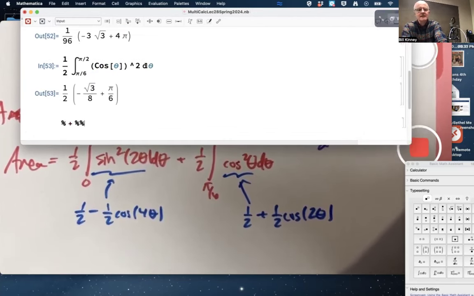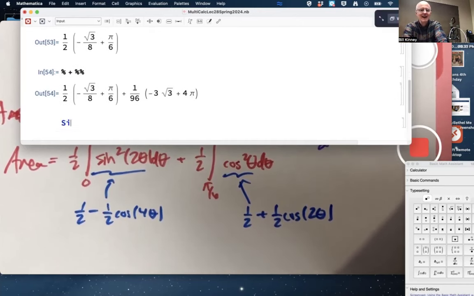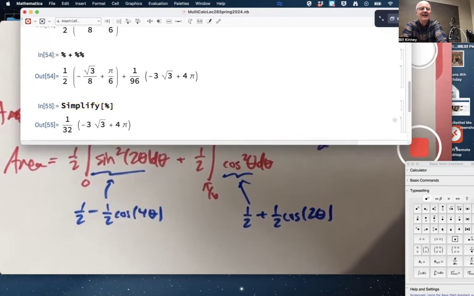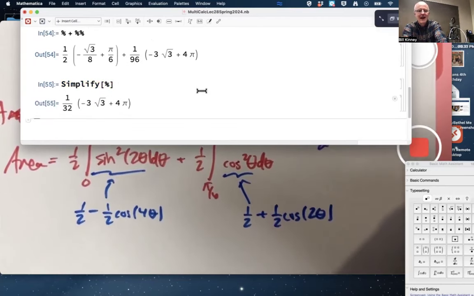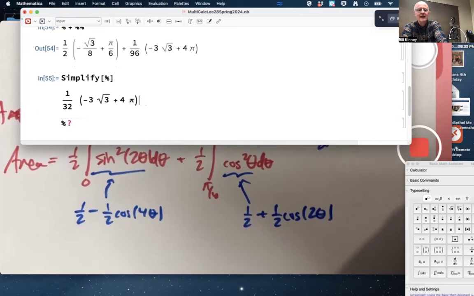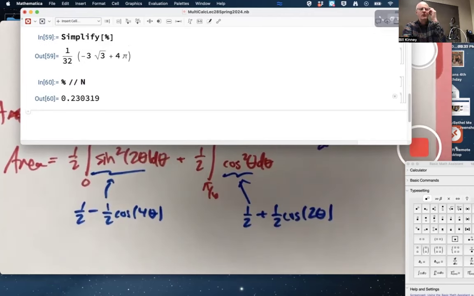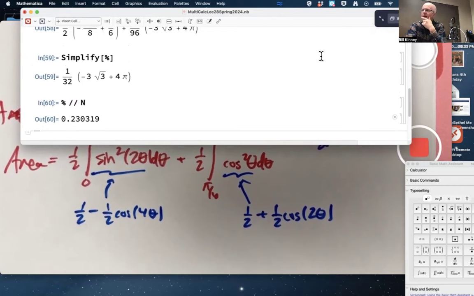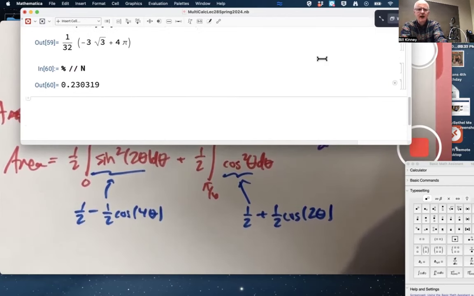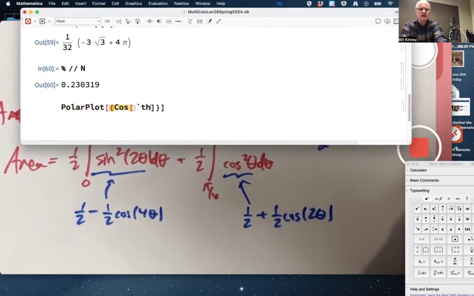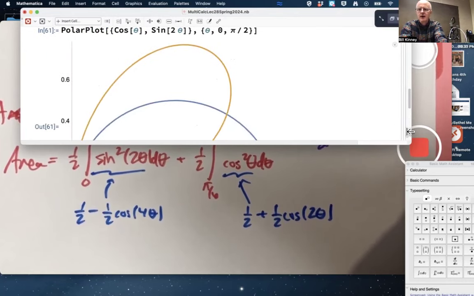Add those two things. I can do that like this. Percent sign refers to the preceding output. Double percent sign refers to two preceding outputs. Simplify. Okay. There's the answer in exact form for the area. That's approximately about 0.23 is the area. By the way, if you want to graph them in Mathematica, it's polar plot. Cos theta and sine 2 theta. Let's graph them both.